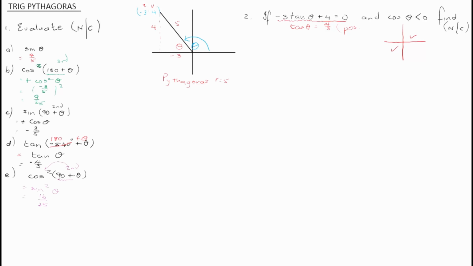Then you look at the restriction that they've given you. Cos theta must be negative. Cos is negative in second and third. So what is making the question and the restriction common is to be in the third quadrant, which is the most dangerous quadrant. You'll see why now. Right, so let's go and draw it.